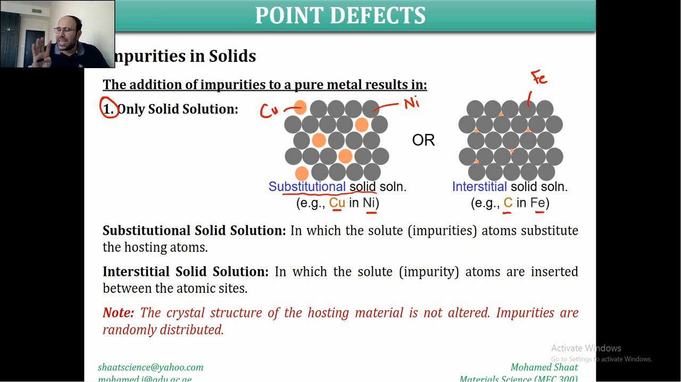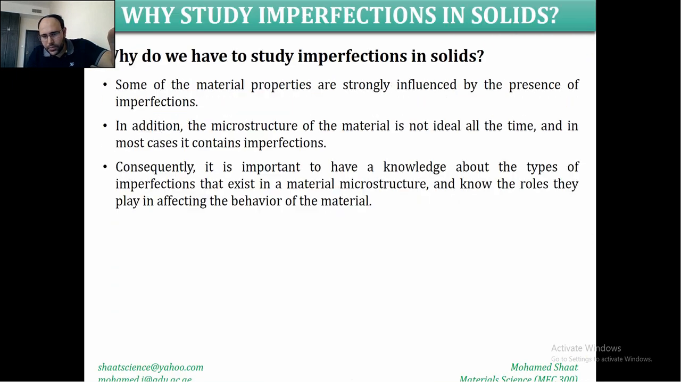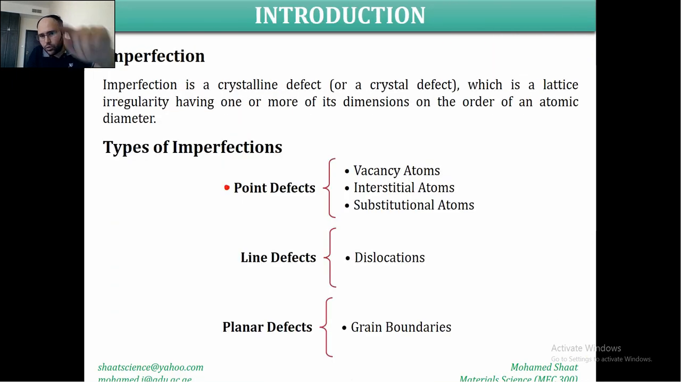So this is how we can add the impurity. It would be either interstitial or substitutional. So the substitutional solid solution is one in which the solute, which are the impurity atoms, substitute the hosting material. So that's why we got the name substitutional solid solution, and this is one of the defects. This is the third type of defect. We said that we have three defects. We do have vacant atom, we do have interstitial atom, we do have substitutional atom.